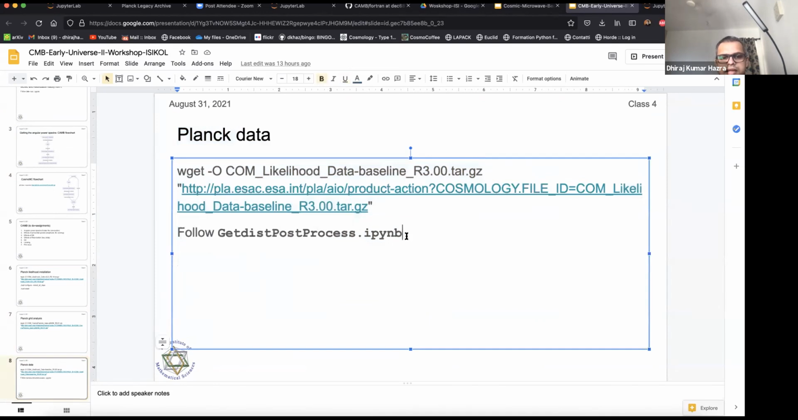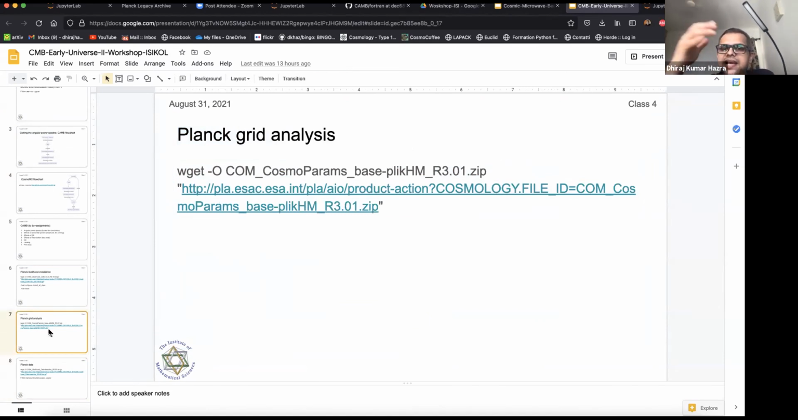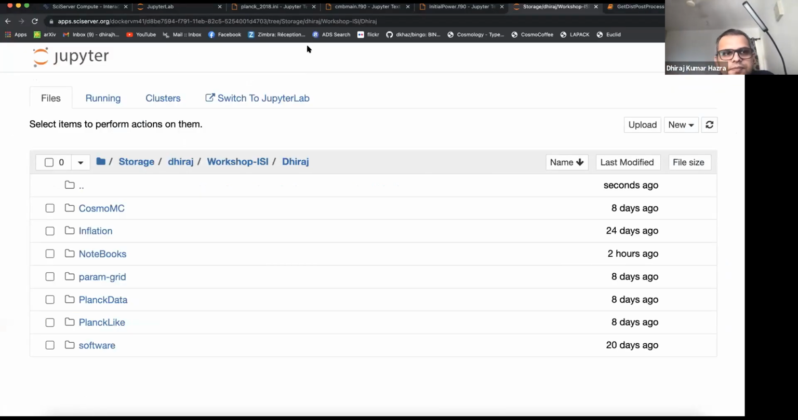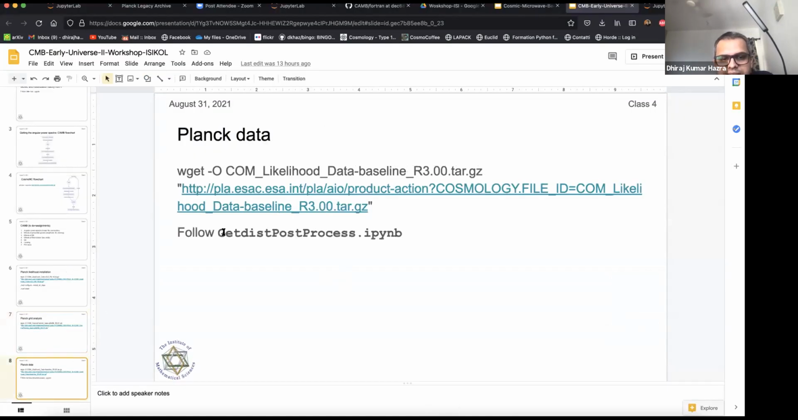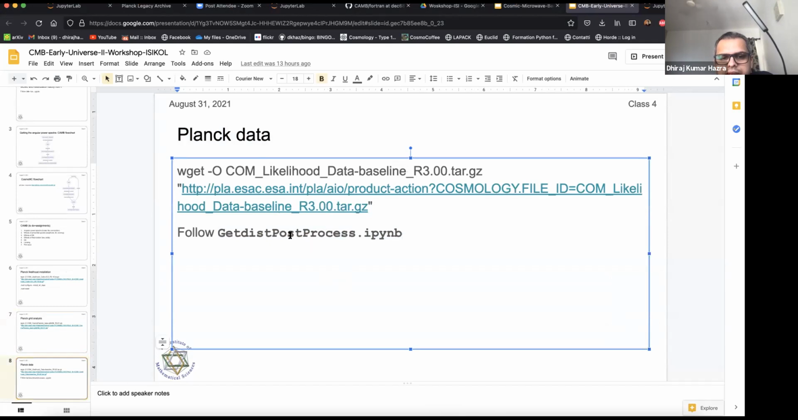These Planck grids are basically what Planck has already run and given you. Their run results are publicly available. You just do the post-process. The post-process is done with getdist, and there is a getdist post-process file that I have already shared with you, getdist post process.ipynb. If not, then let me just share it with you here.